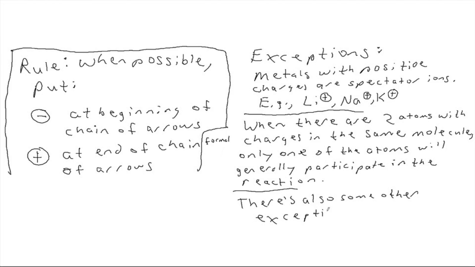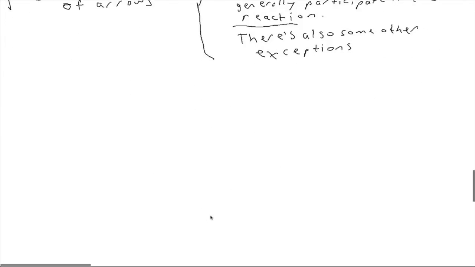So this is a rule that does have quite a few exceptions. What I'm saying here is that when possible, atoms with charges will participate in the reaction. But there are a number of times where atoms with charges do not participate in the reaction. So this is kind of a leaky rule. It does have some exceptions, but it's still a useful rule. Okay?